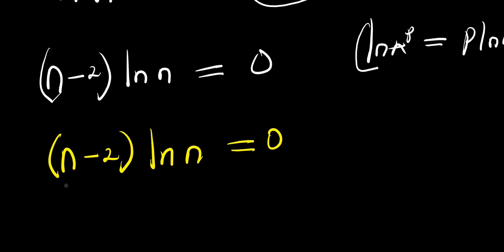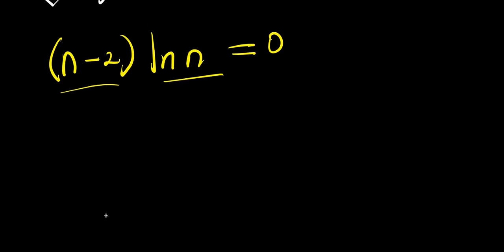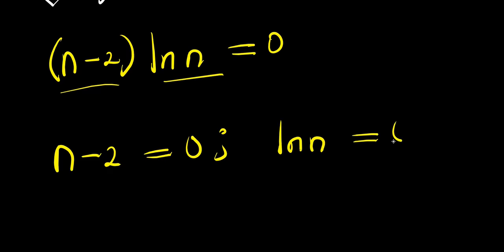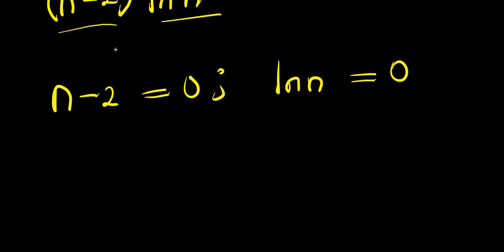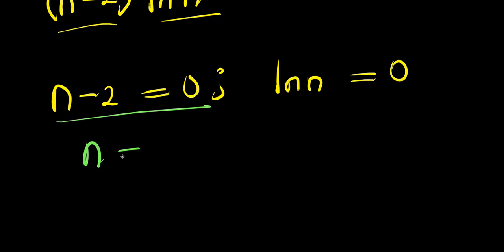So we can decide to equate each of these to 0. I have n minus 2 equals 0. I also have natural log n equals 0. Now, if n minus 2 equals 0, I simply have n equals 2. This is my n1.